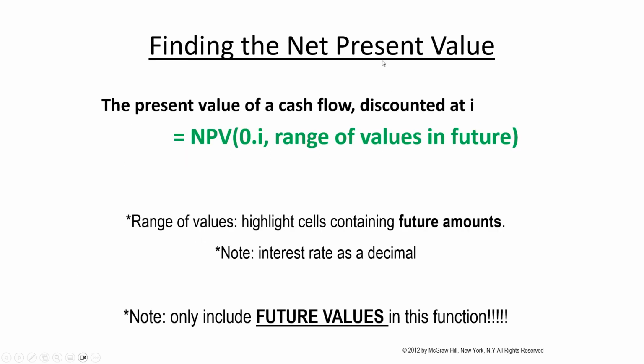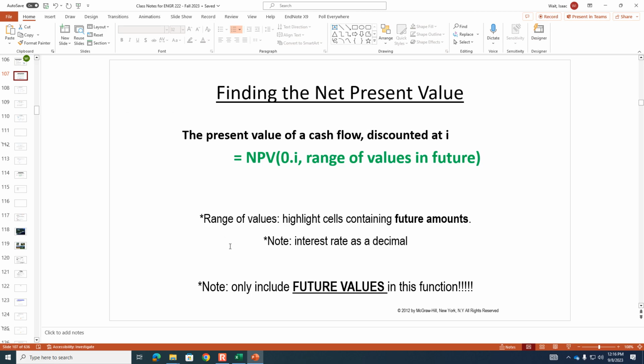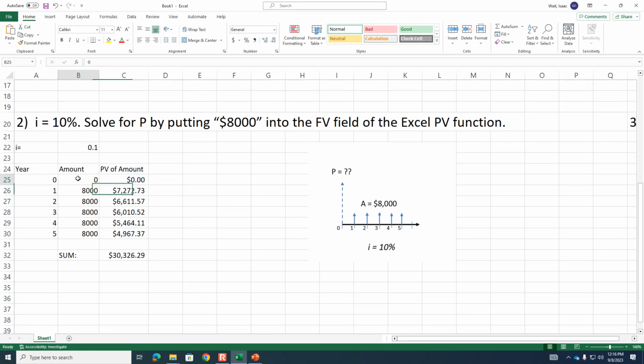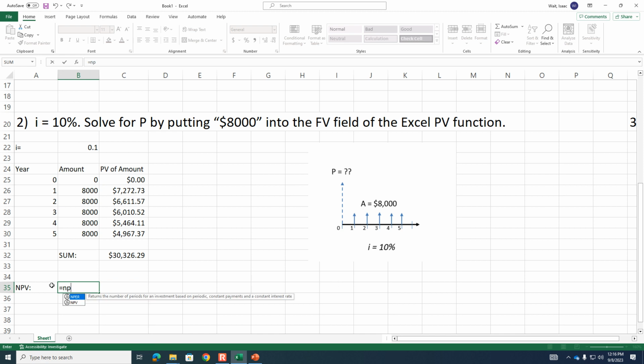Okay, there's a function called net present value. It's a built-in function that I want to demonstrate how you use it. So if we had these amounts over time, and we want to find out what's the present value of it, I'm going to show you how to use the NPV function. So equals NPV parentheses. Now it gives us the same prompts, little reminders of what it needs to know.